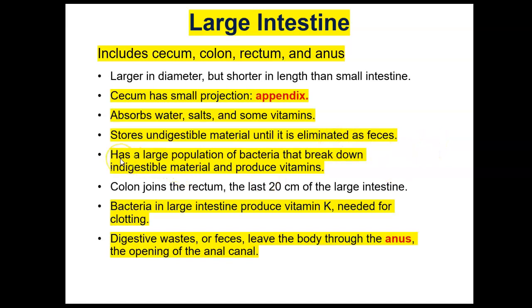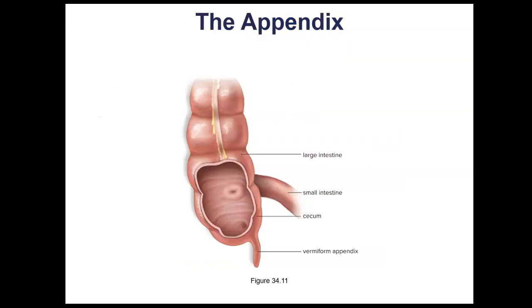The large intestine has a large population of bacteria. You've probably heard of E. coli, Escherichia coli. And those bacteria help break down the indigestible material. And also there are bacteria that produce vitamins like vitamin K. Vitamin K is needed for blood clotting. So we need those bacteria. The digestive waste or feces leave the body through the anus, which is the opening of the anal canal.